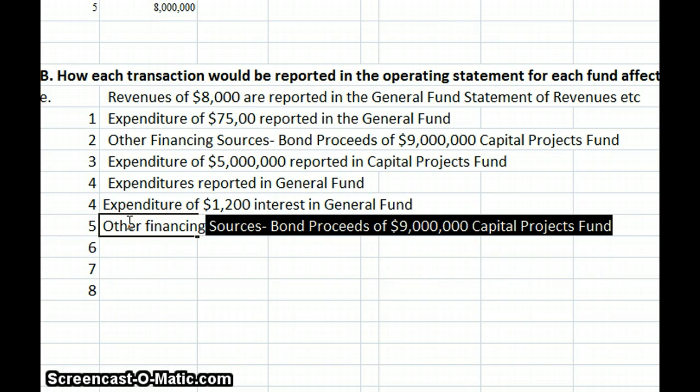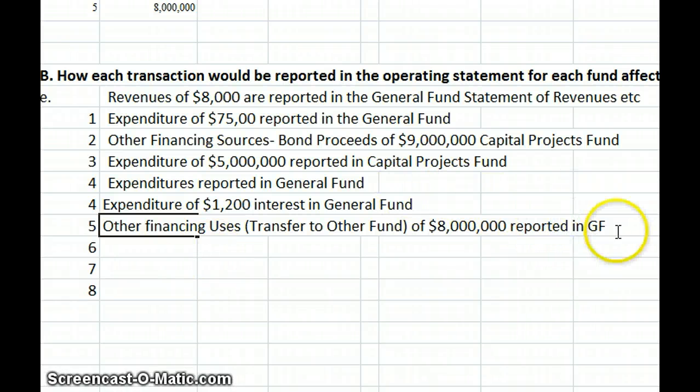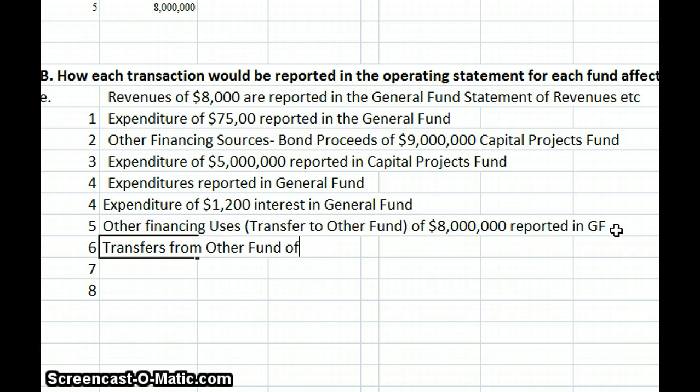financing uses, so which would be a transfer to other fund. We have transfers among funds of $8 million, and that's going to be reported in the general fund. And then the other part of that is going to be transfers from the other fund of $8 million.